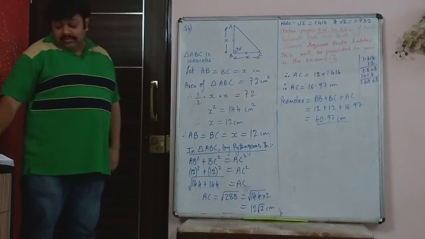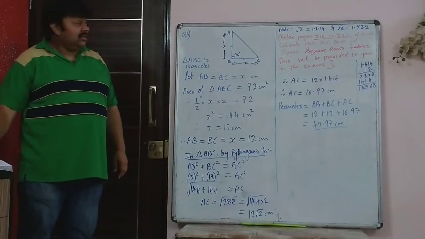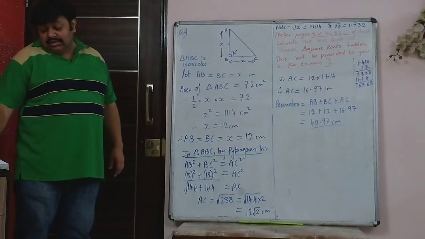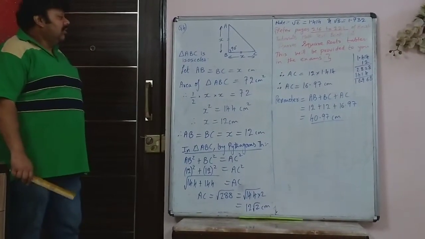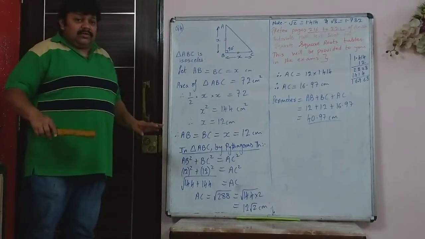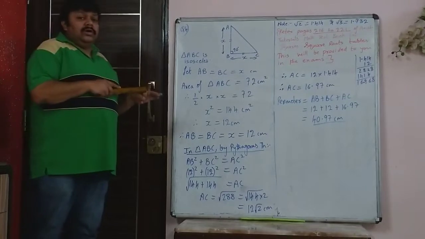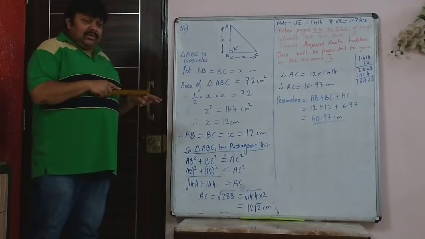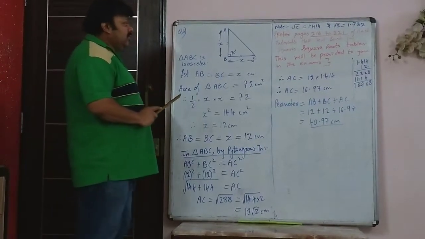Now in question number 4, you are asked to find the perimeter of an isosceles right-angled triangle whose area is 72 centimeter squared. So the question is just one sentence, but you are told it is an isosceles triangle, a right-angled isosceles triangle, and the area is 72 centimeters squared.